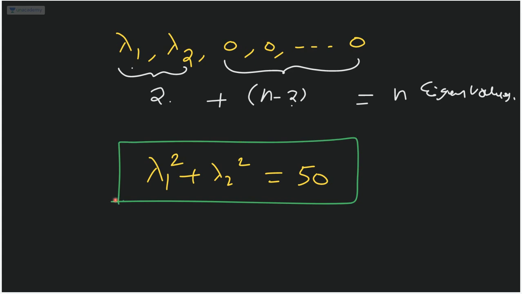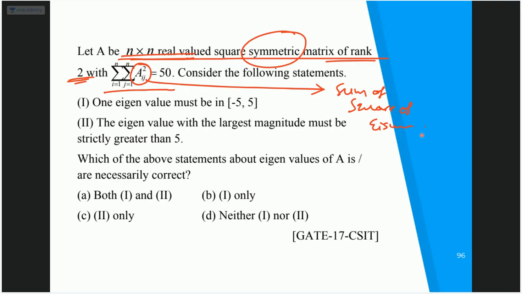With the help of these two hints, you are going to analyze two statements. What is the first statement? It is a concept based question. Please concentrate. One of the eigenvalues must be between minus 5 and 5.